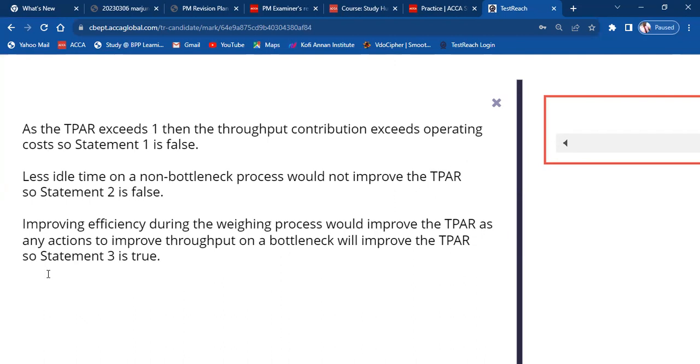Statement 3, improving efficiency during the weighing process would improve the throughput accounting ratio, as any actions to improve throughput on a bottleneck will improve the throughput accounting ratio. So statement 3 is true. So it looks like statement 3 made the point that weighing is a bottleneck, and so improving efficiency there, making sure people are more efficient working in that process will help to improve the throughput accounting ratio, so it should be true, because it means that we can now do more. If you can do more, then you improve the throughput accounting ratio.